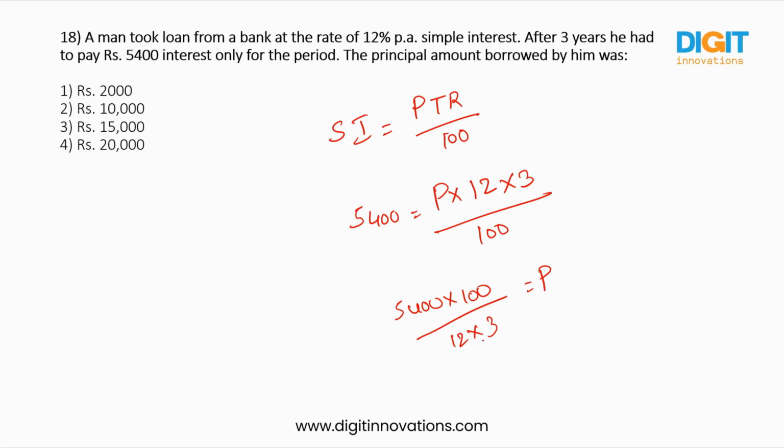So how much will you get here? It would be 36 ones, 36, 15th. So it is 15,000. So the amount borrowed is 15,000.